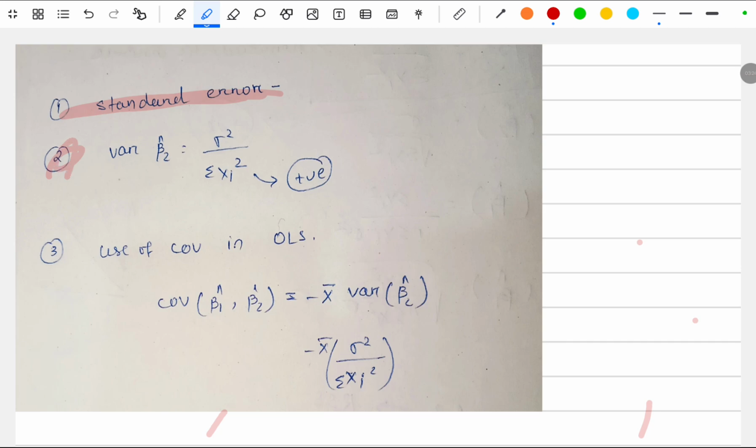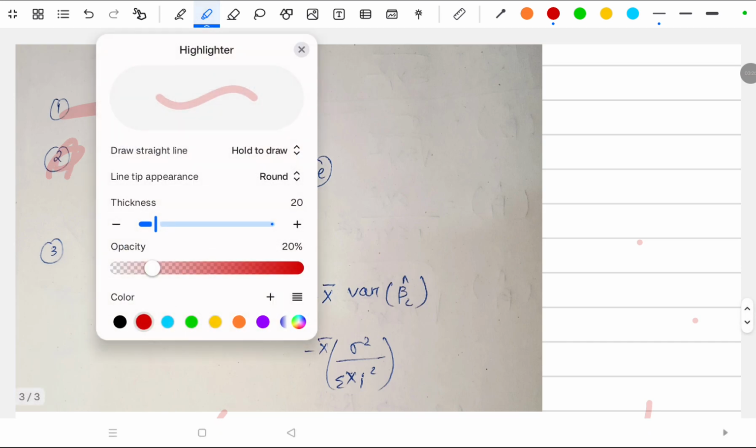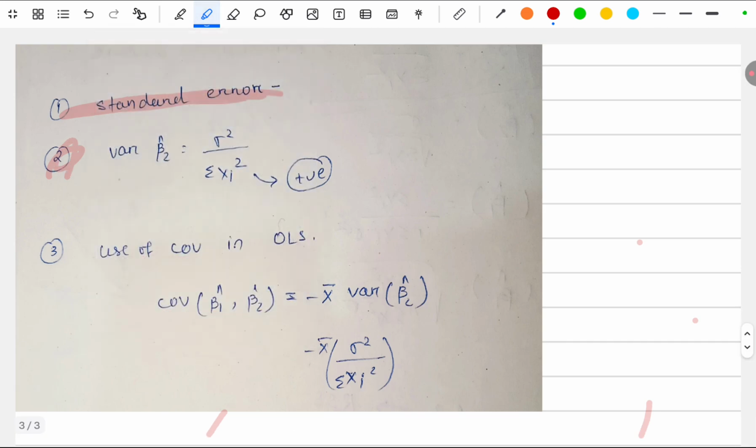Second point, the variance of beta 2 hat, that is sigma square by summation xi square. We should always know that the value of variance of beta 2 hat is always positive.